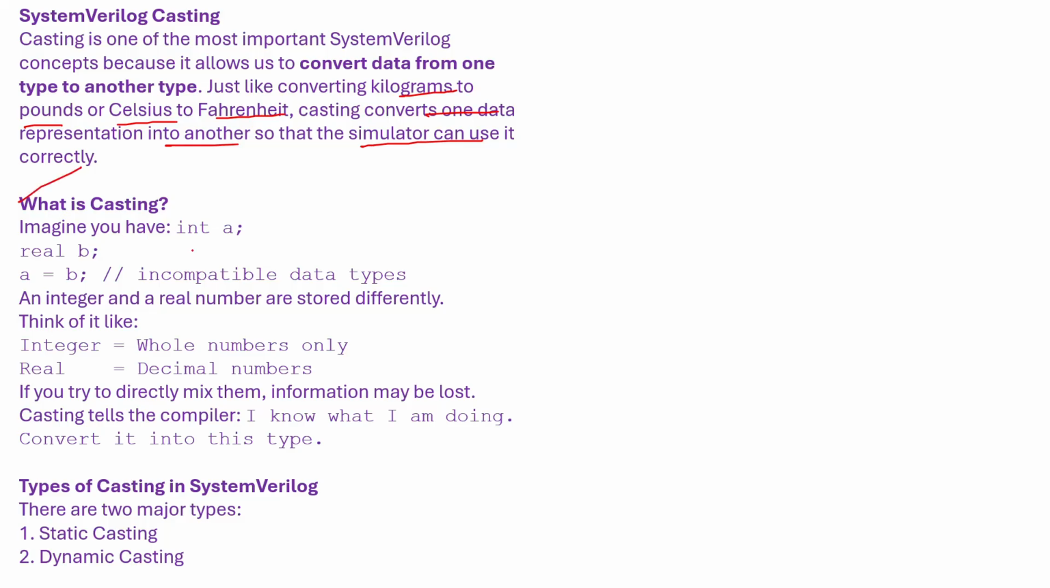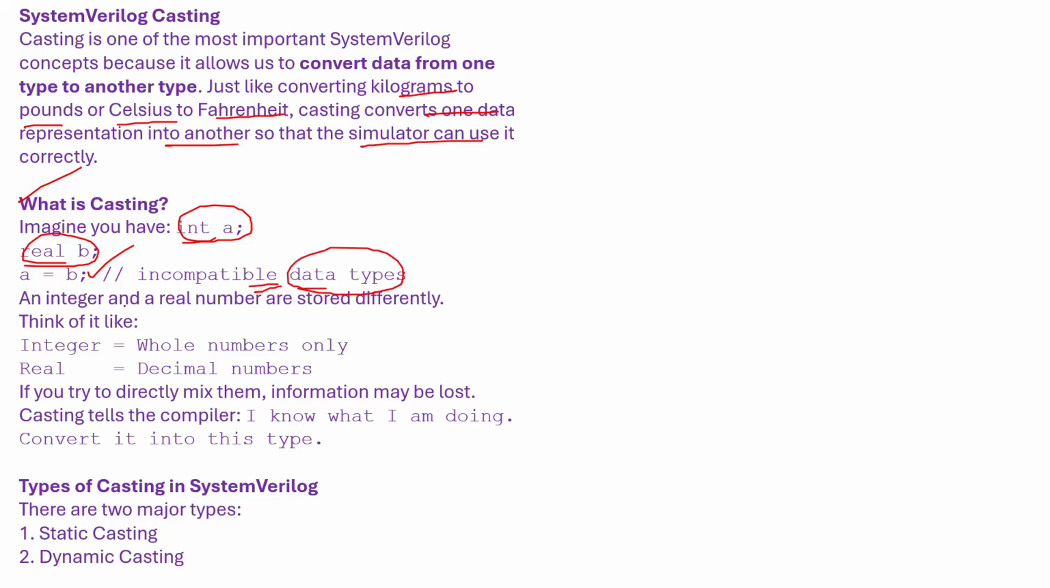So what is casting? Imagine you have an integer data type and a real data type, and you are equating those two. Is that possible? No, right? Because an integer data type holds a different kind of value than a real data type. Real values are like 0.5, 2.5, 3.5, decimal or floating values. How can we convert floating values into integers? Integer values are like 2, 4, 6, 7.